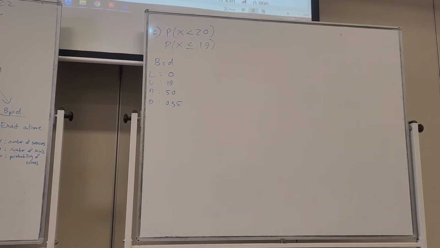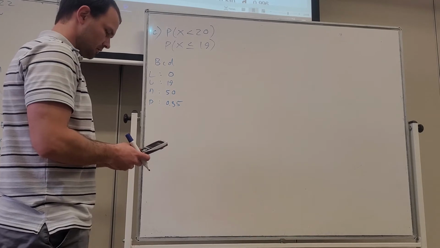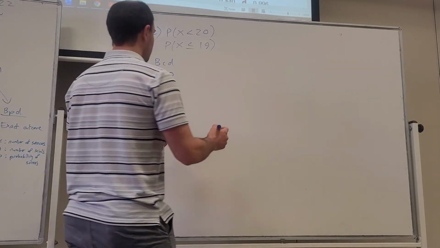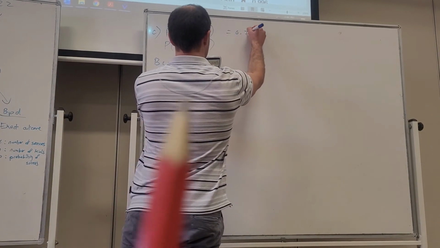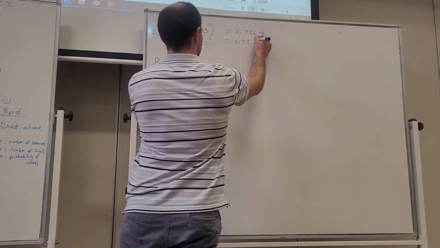All right, so we'll do this calculation. We've got 19, and I've got 0.7264.